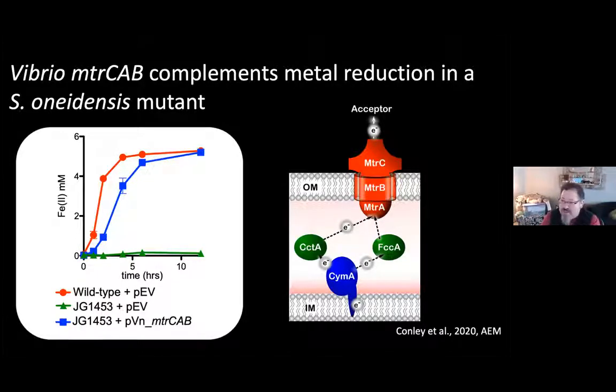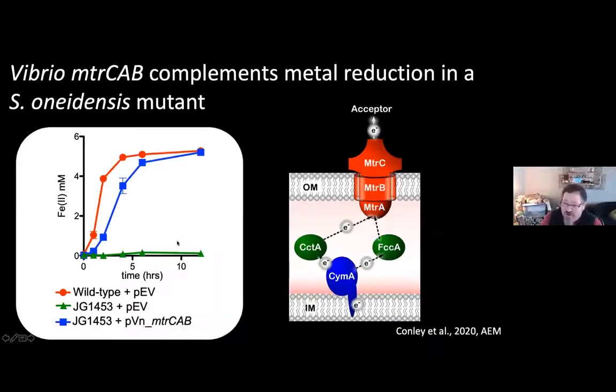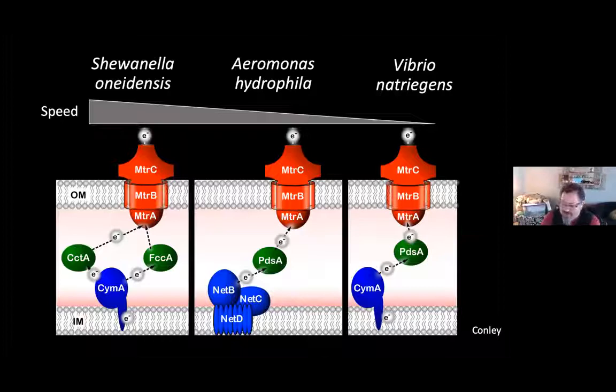So even though in this experiment we're looking at days for iron citrate to get reduced, when we take this pathway, at least that component from Vibrio, and put it into Shewanella, we know that these components can go as fast as Shewanella does. So this has set up some interesting observations that we don't have any answers to yet, but we have some ideas, and hopefully we'll be able to explore these in the next couple of years.